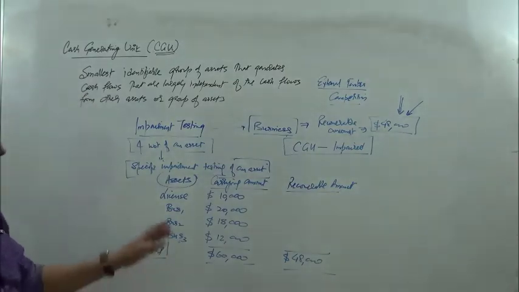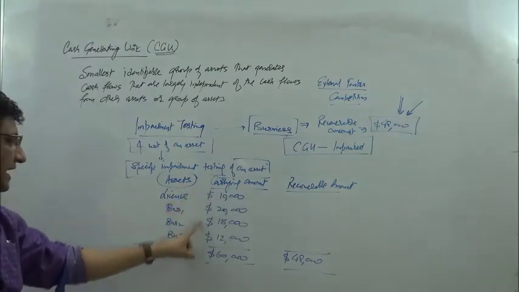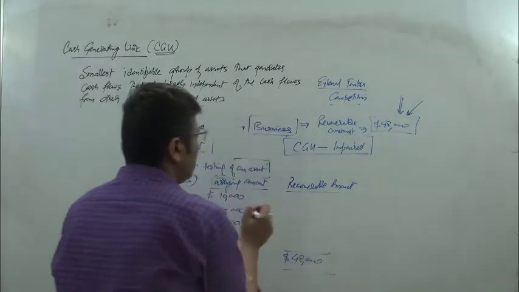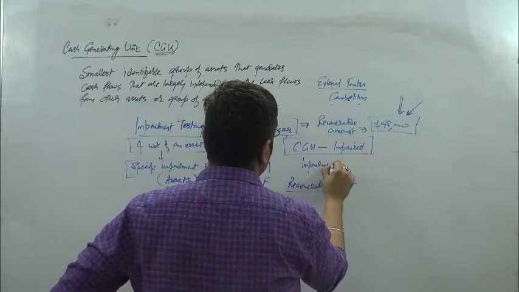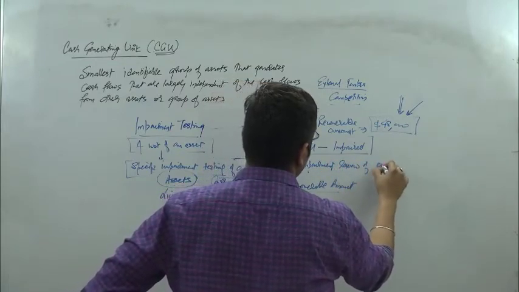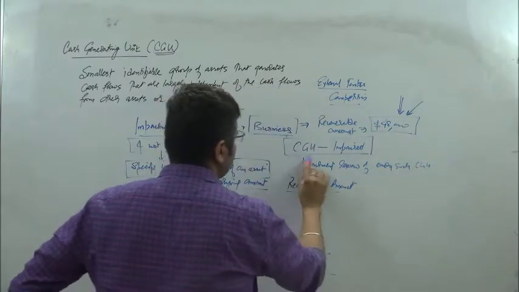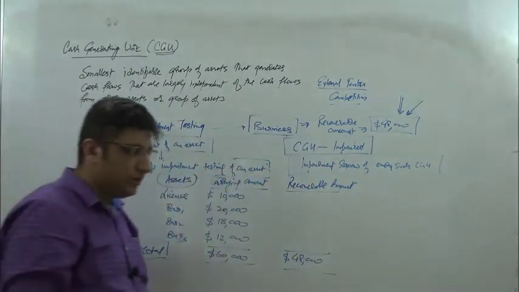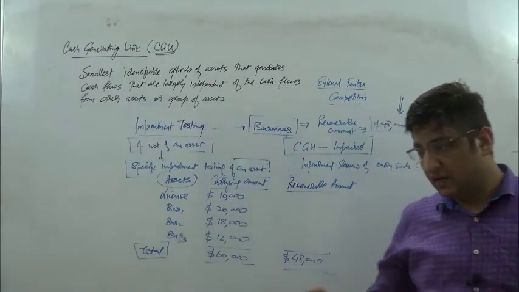Okay, right? It's my cash generating unit which is getting impaired and not necessarily any specific asset. That means that I need to do the impairment testing or an impairment review of every such cash generating unit of the business.